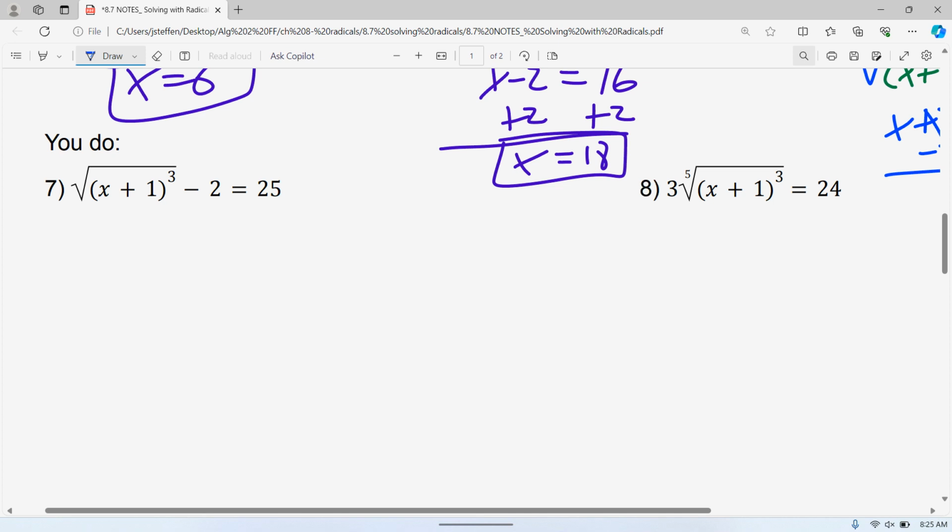Okay, I'm going to have you guys do number 7. Number 7 and 8 are really pretty similar. Just one of them you add first and one of them you divide first. So go. And then we'll move on to the next ones.